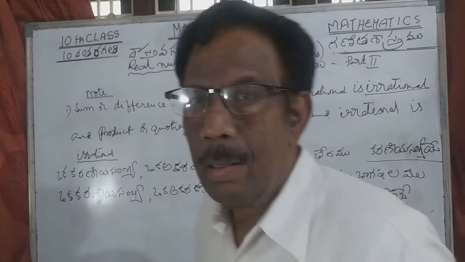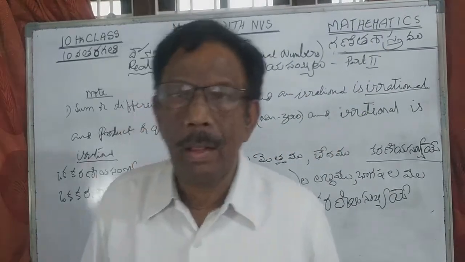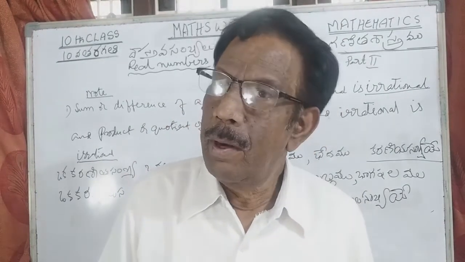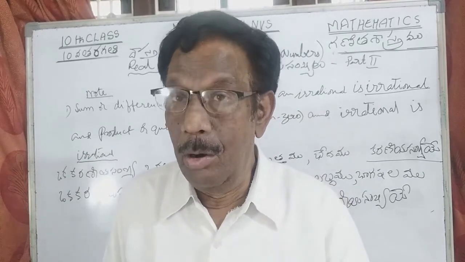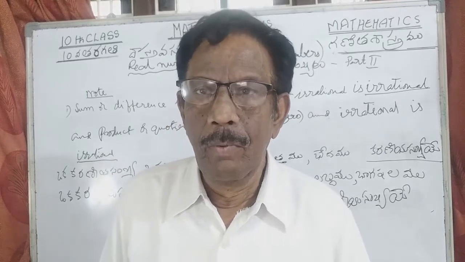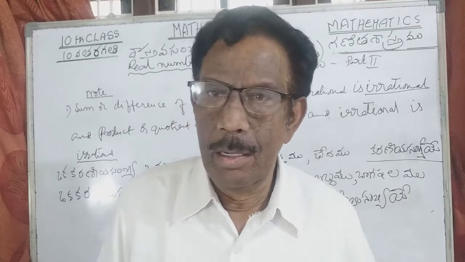That means take one rational and one irrational and find their sum. They are irrational only. Like that, find the difference. They are irrational only. Like that, find the product, but with a non-zero rational. Take one non-zero rational, then find the product and also the quotient. They are also irrational always.